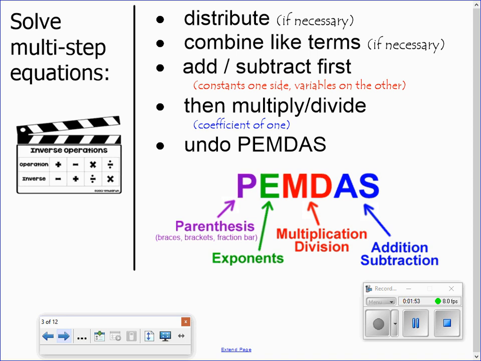And then you're going to reverse PEMDAS. So you're undoing PEMDAS. In PEMDAS, you do parentheses, exponents, multiplication, division, and then addition and subtraction. Here you're doing the reverse of that. So we start with adding and subtracting first, then multiplication and division. Then if we have exponents, we take care of those exponents, and then we start moving things outside of the parentheses.